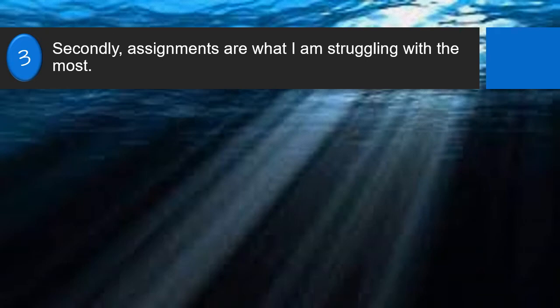Number 3. "Secondly, assignments are what I'm struggling with the most." Now, there's really nothing wrong with this sentence grammatically. The grammar is 100% correct. However, we can make it better. My advice, avoid "firstly, secondly, thirdly." These are not commonly used. If you want to use something, use "first, second, third." Although I personally prefer "first, next, also, finally," and avoid the numbers 1, 2, 3, first, second, third. That's my advice.